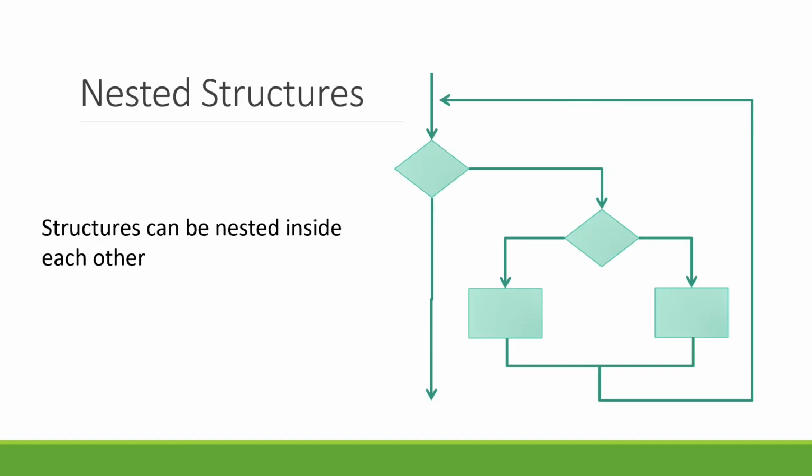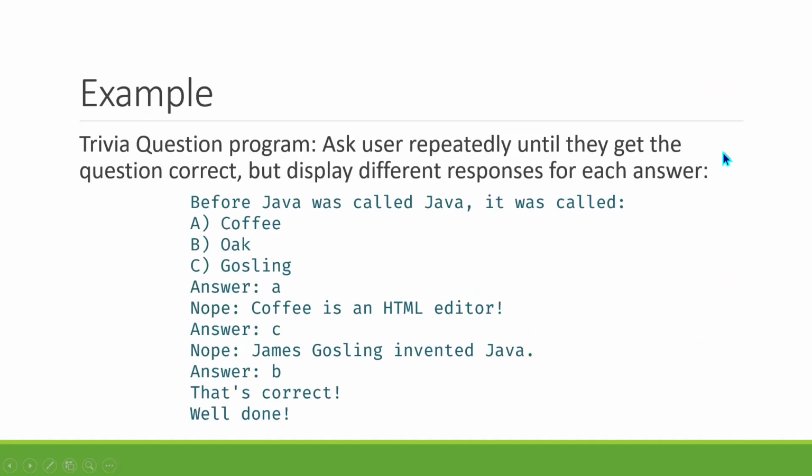Now, as you saw from the example we just did, you can also nest mixed structures in your programs. For example, you can put loops inside ifs, ifs inside loops, whatever you need to do really to get the program to do what it's supposed to do. So let's try another example. In an earlier video, we wrote a program that asked the user a trivia question, and we kept asking the user for an answer until they got it right. So let's modify that program, and this time we'll display a different response for each of the user answers.